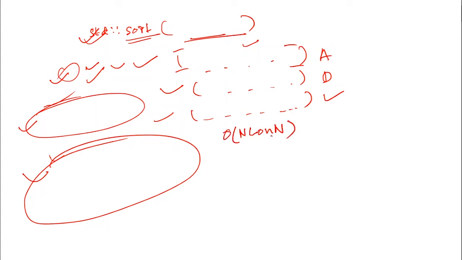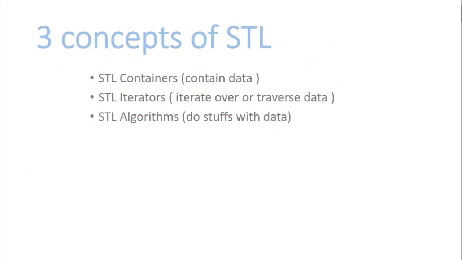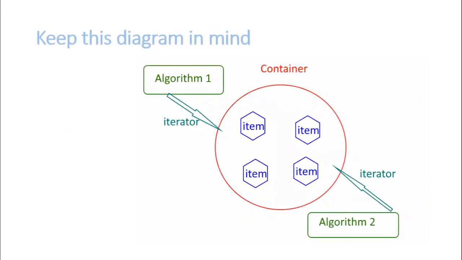That is best for sorting. Now STL stands on three main pillars. One is STL containers, the second is STL iterators, and the third is STL algorithms. We're going to see a diagram that explains what these things are and how they are used.